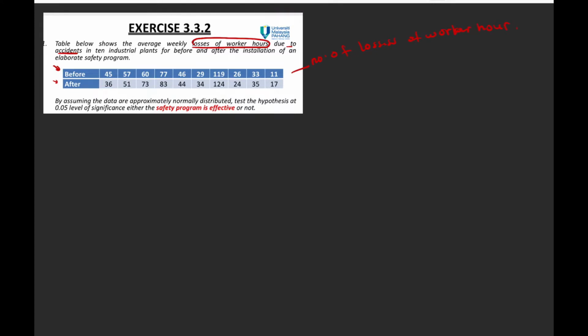Okay, by assuming the data is approximately normally distributed, test the hypothesis at 0.05. So alpha 0.05, whether the safety program is effective or not. So we talk about effective now. So now you have to define what is effective. You define on yourself what is effective.